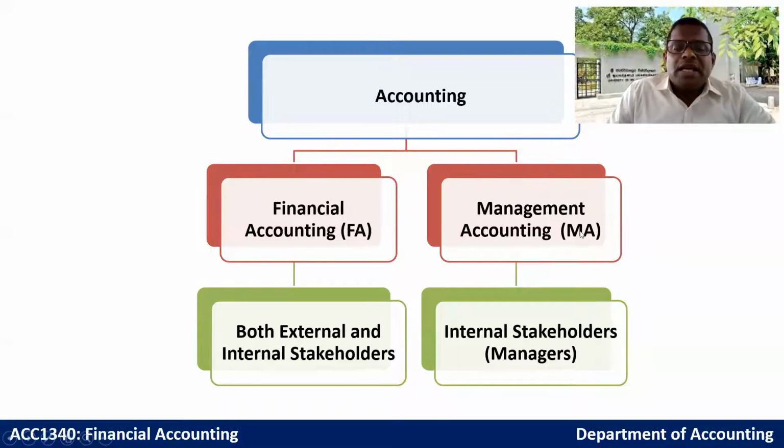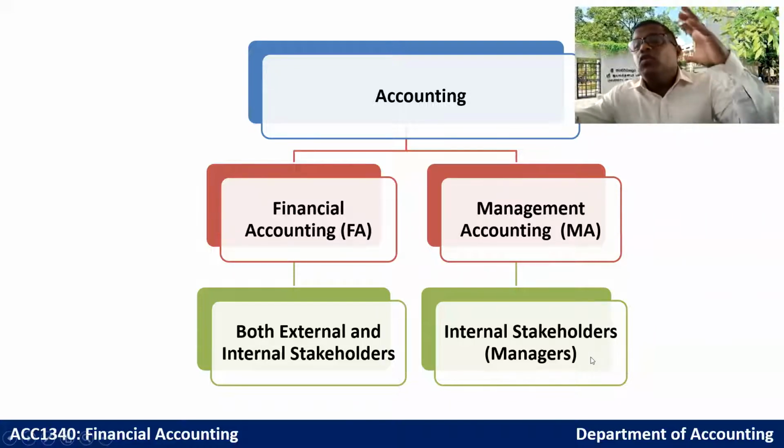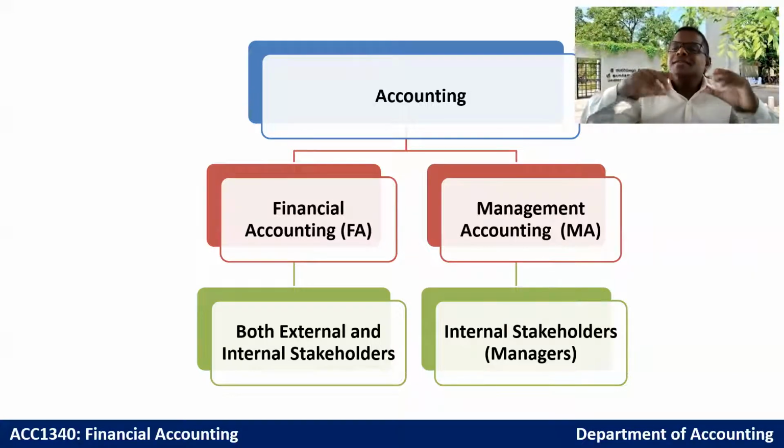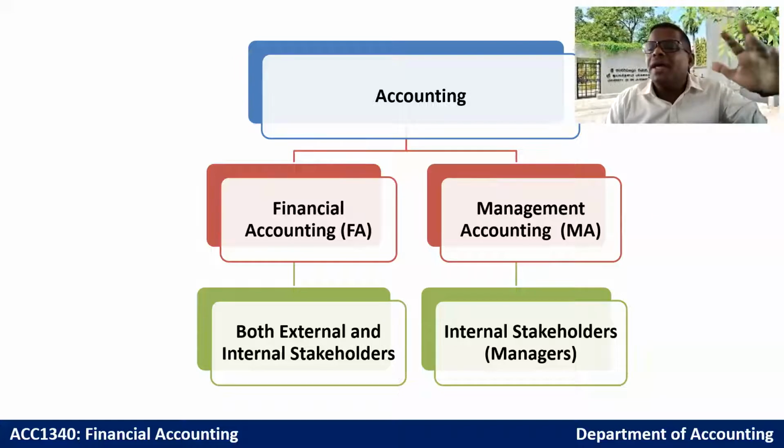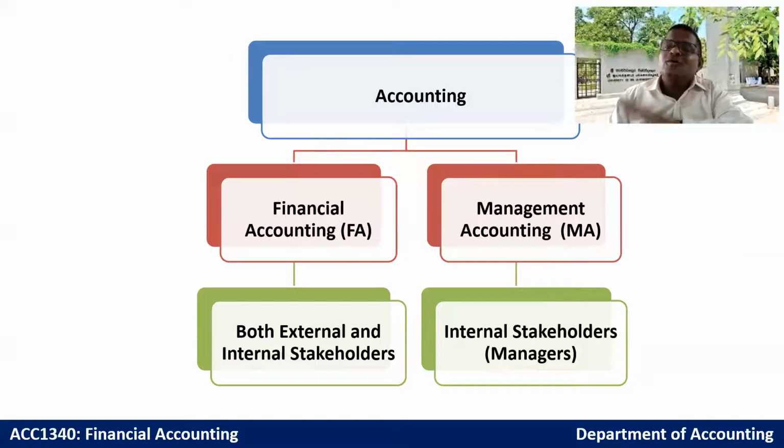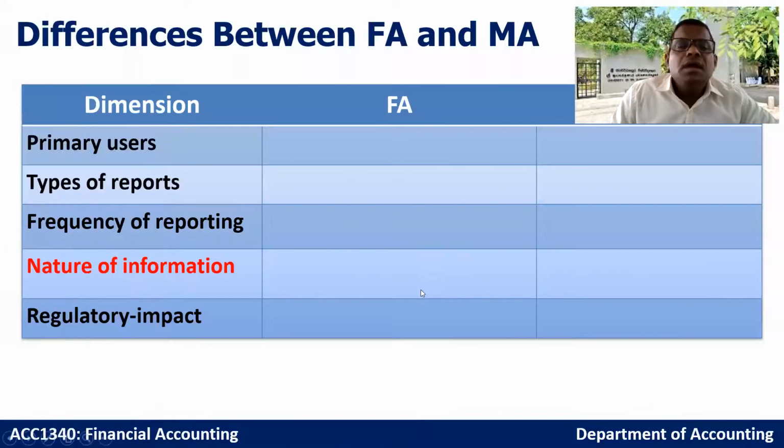Financial accounting and management accounting. I think this covers both external and internal stakeholders. Internal stakeholders are managers. Management accounting is basically designed for the management. That's the traditional way of looking at it. Financial accounting is basically designed for the primary fund providers: investors, lenders, suppliers, creditors, and also including the public. That's the kind of thing. I think you are familiar with this structure.